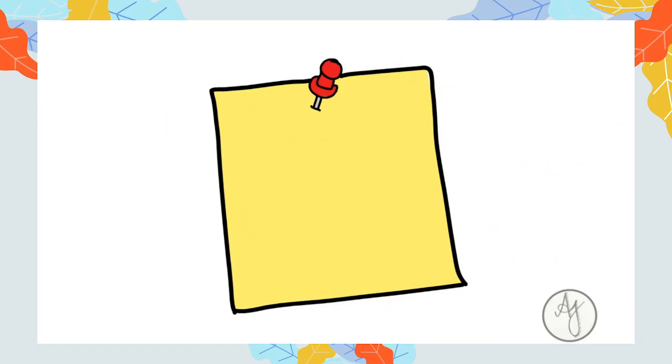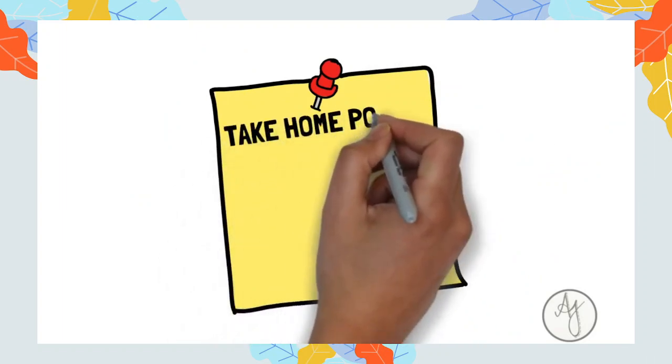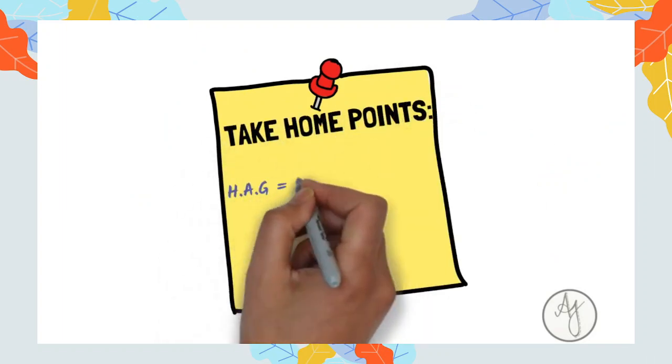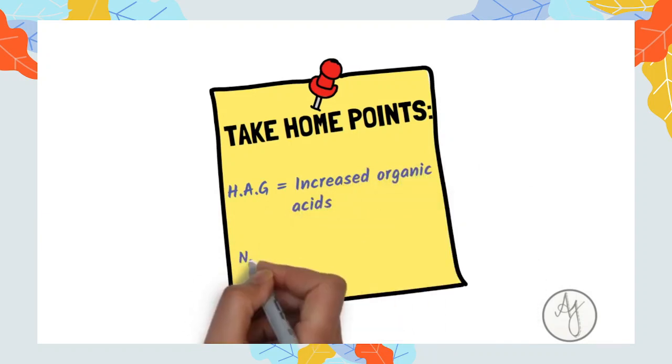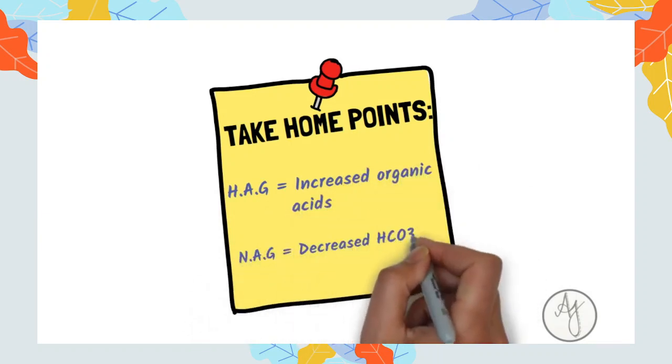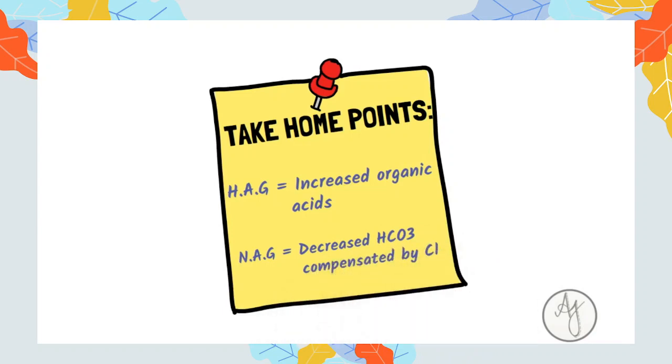So, even if all of that information went over your head, just remember that high anion gap acidosis means increased organic acid, and normal anion gap acidosis means decreased bicarbonate, which is compensated by increased chloride. And a normal anion gap is 8 to 16.